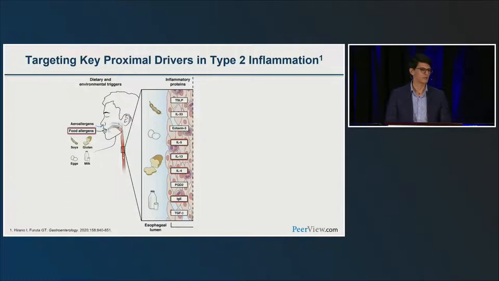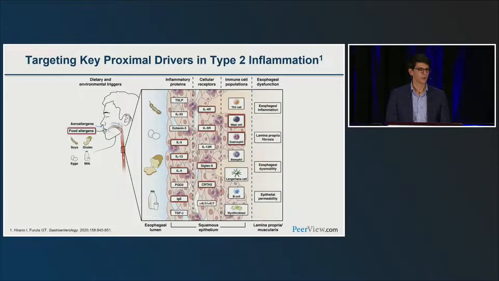Just to highlight a few, the ones outlined in red highlight treatments that are in effect or are currently being investigated. So things like modulating the diet through empiric elimination, or targeting some of these key cytokines outlined here, like IL-5, IL-13, IL-4, or their downstream receptors and target cells, can hopefully prevent the resulting esophageal dysfunction and remodeling.